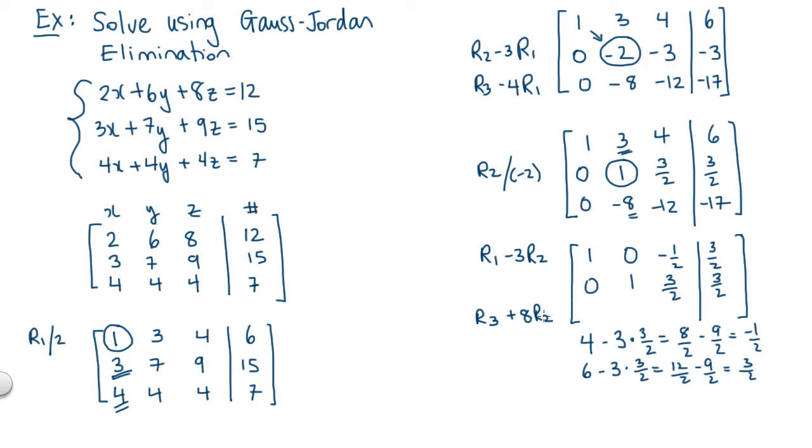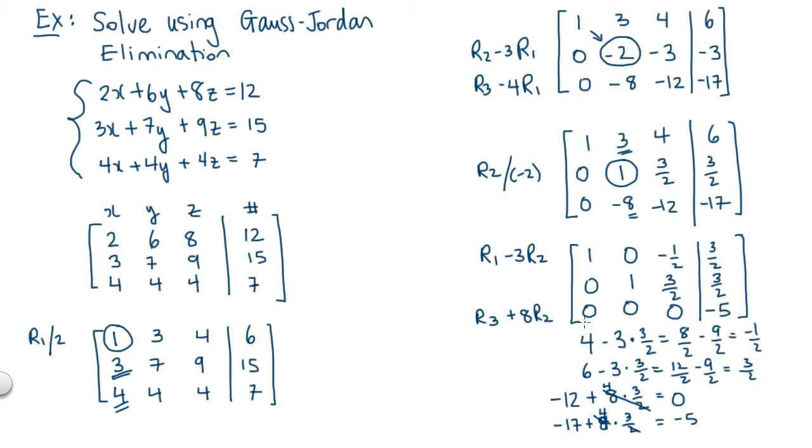So row 3 plus 8 times row 2 is going to give us 0, 0. And then we'll have minus 12 plus 8 times 3/2. Well, we can cancel a factor of 2 from the numerator and the denominator. And this is going to be minus 12 plus 12. So we're just getting a 0 there. And for our very bottom right-hand side here, we're going to do minus 17 plus 8 times 3/2. And again, canceling a factor of 2 from the numerator and the denominator, we're going to get minus 17 plus 12. So negative 5 is what we would get there.